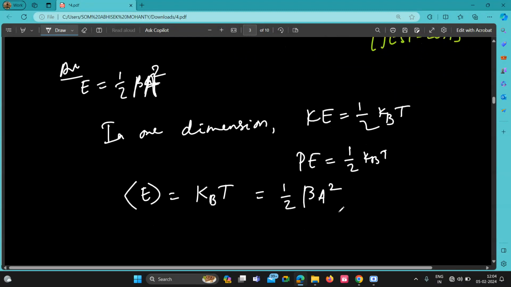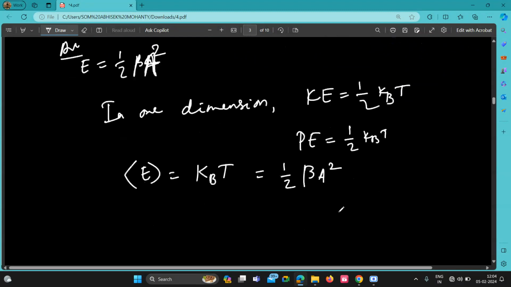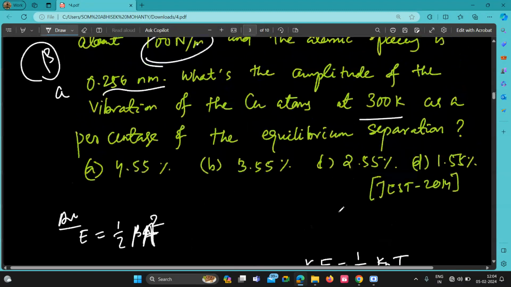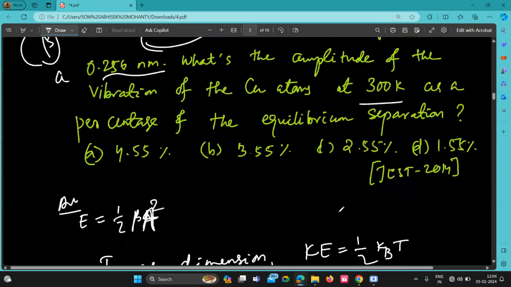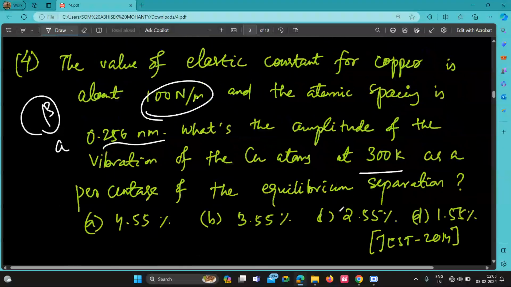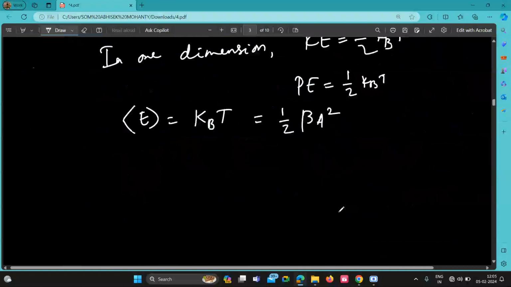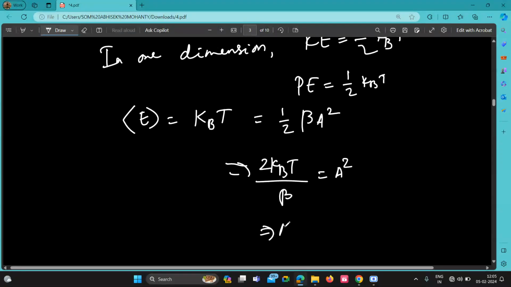Alright. So what is the question again? As a percentage, okay. What is the amplitude of the vibration of this as a percentage of the equilibrium separation? What is the percentage? So let's see. Beta A square. So now A we need to find. So 2 kBT by beta is equal to A square. Now A will be what?